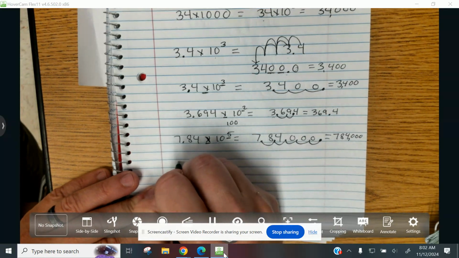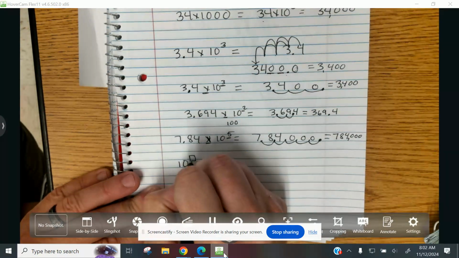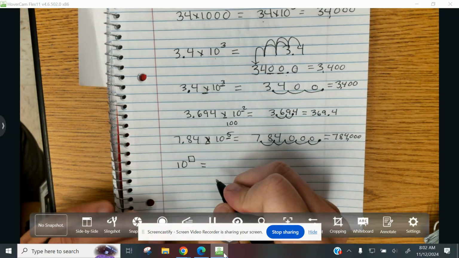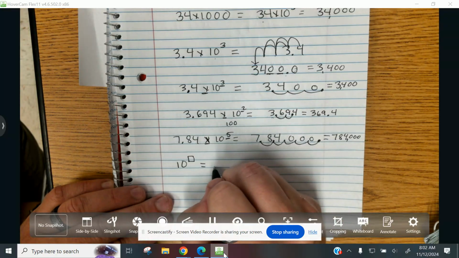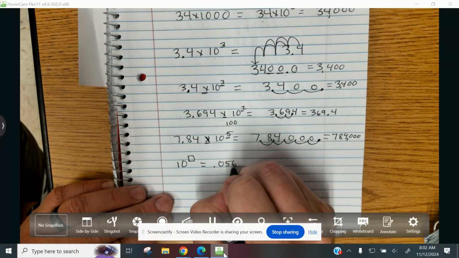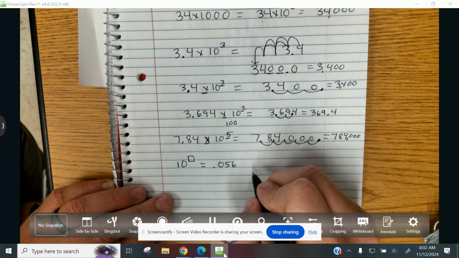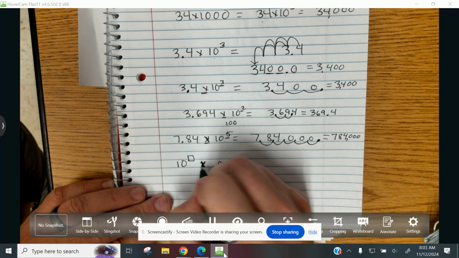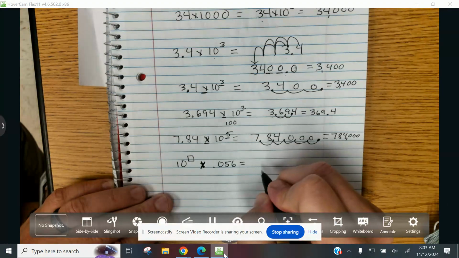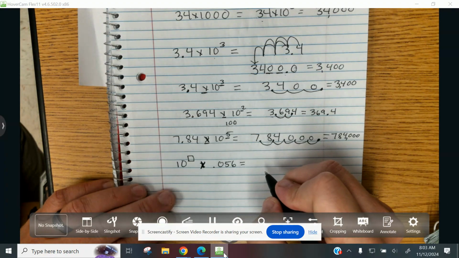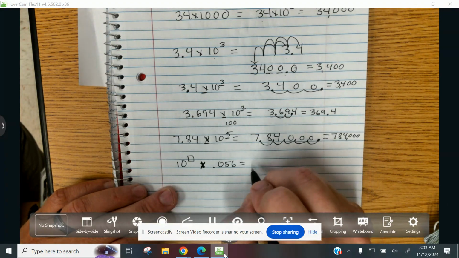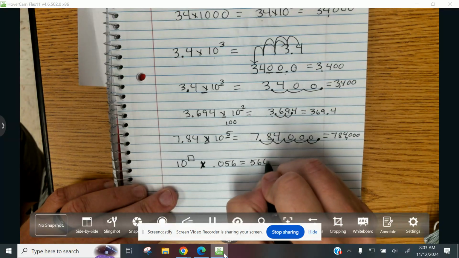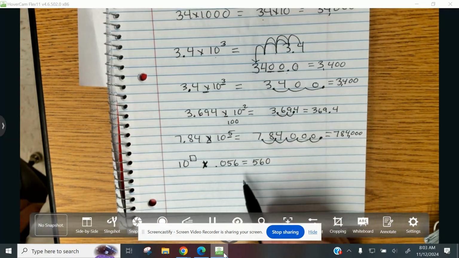So let's see if I can do this one for you. 10, and then I'm going to put a box up here, equals, and I'm going to do 0.056. Oh, I did that wrong. I'm sorry. This is going to be a multiply sign. My fault. That's a multiply sign. Equals 560.